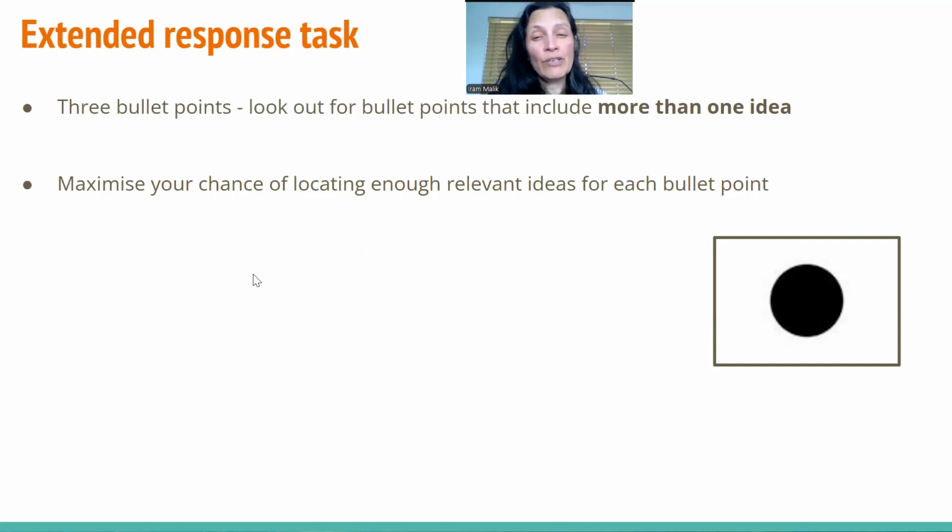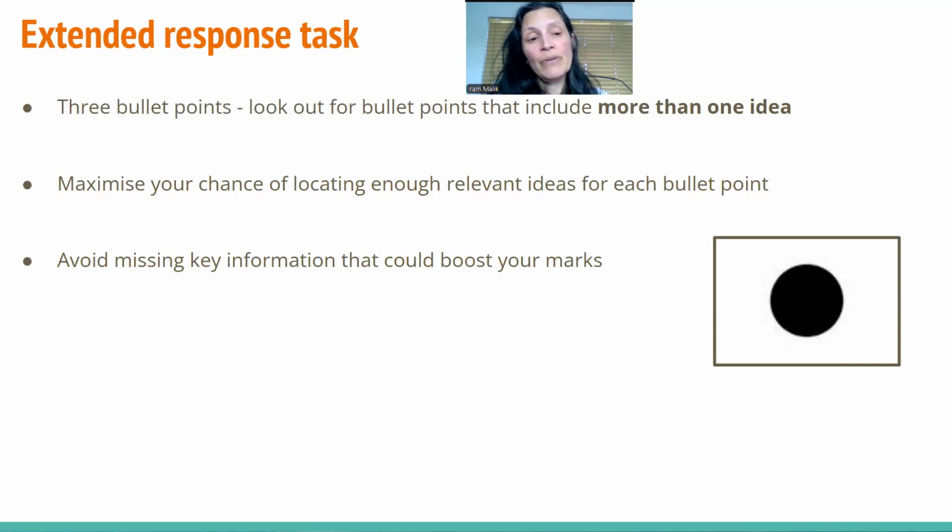And if you're not doing that, you may find you struggle to find 5 pieces of information or as many pieces of information as you can for each of those bullet points. And therefore, you avoid a situation where you might be missing out key information, which could actually boost your marks.